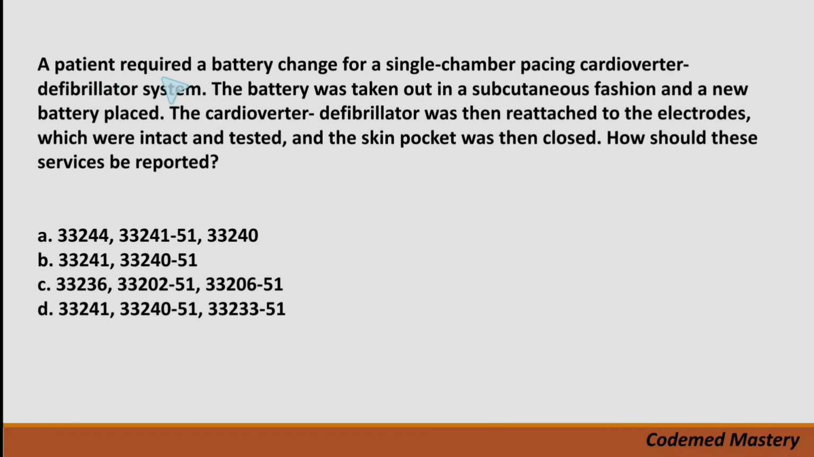Read the question. A patient required a battery change for single chamber pacing cardiovascular defibrillator system. The battery was taken out in a subcutaneous fashion and new batteries placed. So here the cardioverter defibrillator was then reattached to the electrodes which were intact. So how will these services be reported? Let us check the first code of each option. Option A 33244.